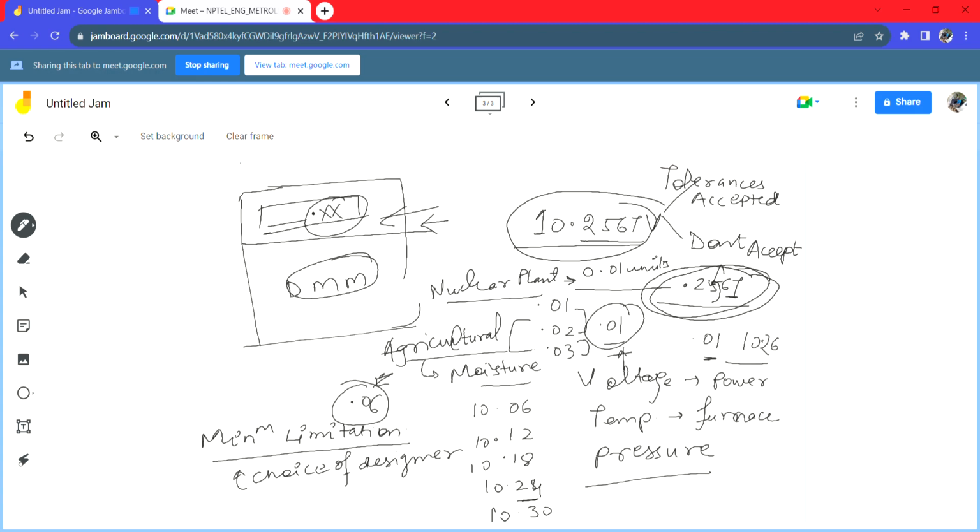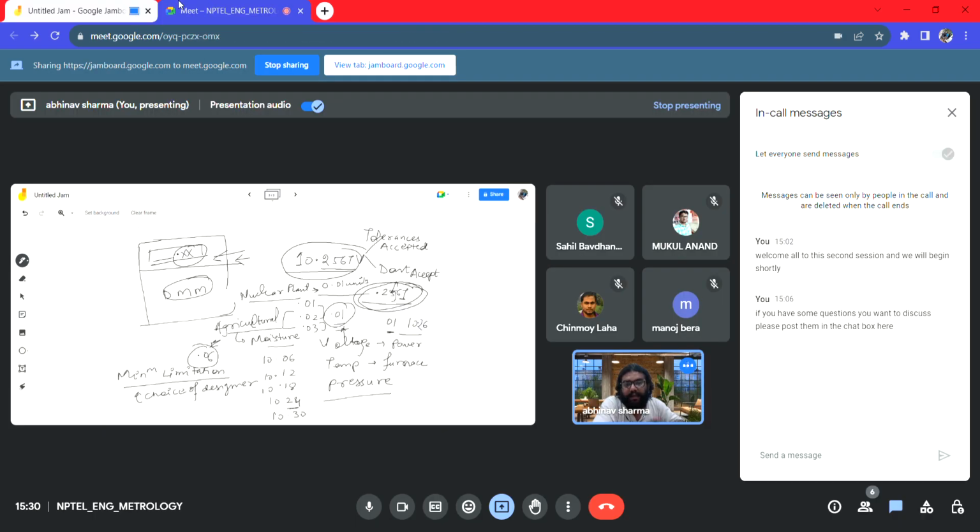Is this understood to everyone? Where do we actually apply the concepts, and how do we actually work with these voltages and power and temperature and pressure values? What are the industries we apply this to, and why do we need these kinds of precise measurement systems?